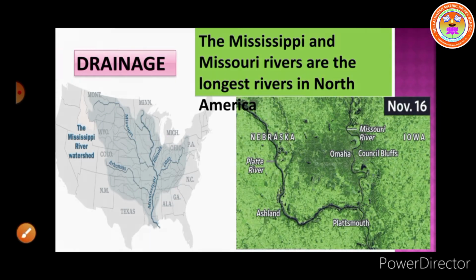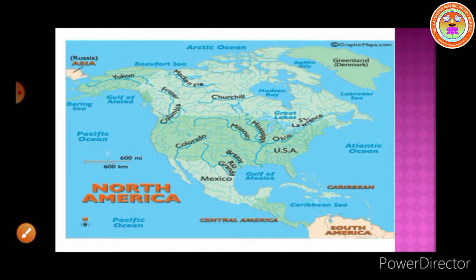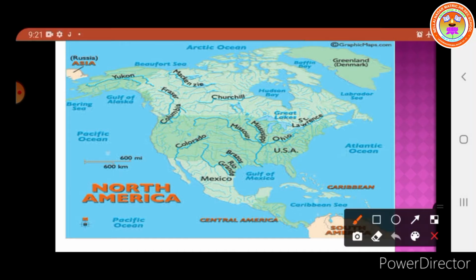Okay. Next, the Mackenzie River is the second largest drainage basin of North America. It has its source from Great Slave Lake and drains into Arctic Ocean. Look at the map. Where is the Mackenzie River? Here the Mackenzie River. And the Mackenzie River drains into Arctic Ocean.